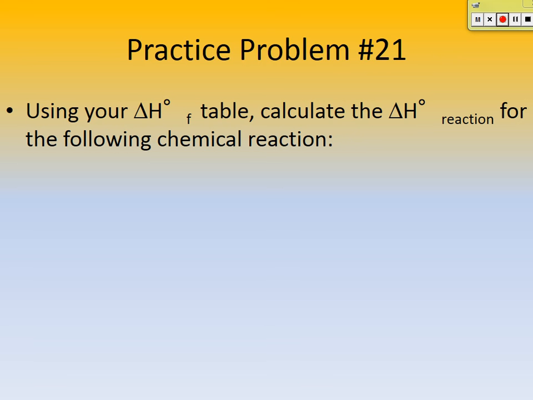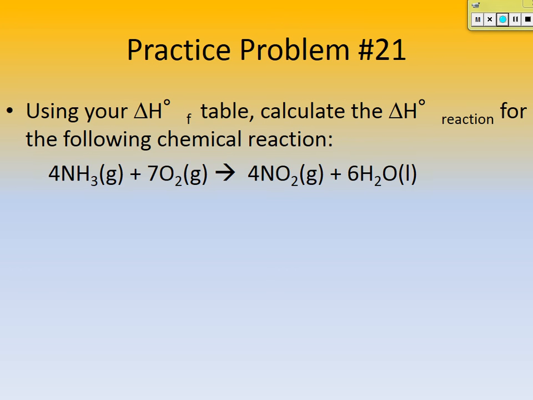Practice problem number 21 says, using your standard enthalpy of formation table, which is your thermodynamic data tables that I gave you, calculate the delta H of the reaction for the following chemical reaction. Okay, look at this thing. So we've got 4 moles of ammonia in the gas state, 7 moles of oxygen in the gas state, and we make 4 moles of nitrogen dioxide in the gas state and 6 moles of water in the liquid state. Now, phases will matter. So this G means gas, this is gas, and this is liquid. It does change, you'll notice.